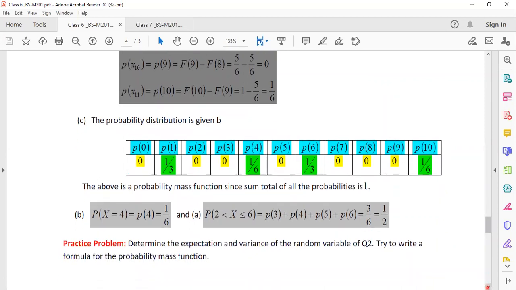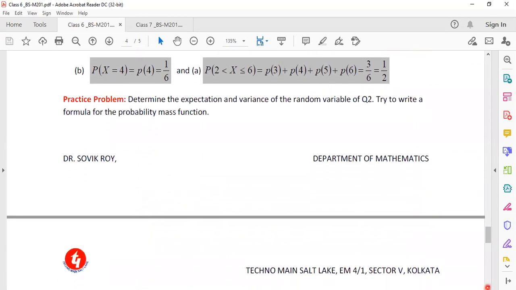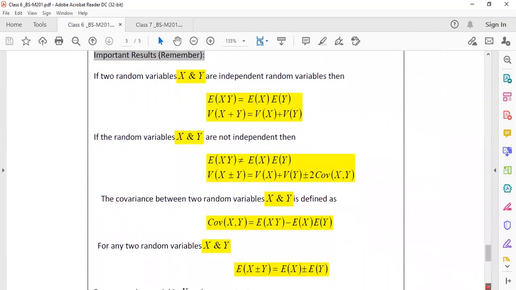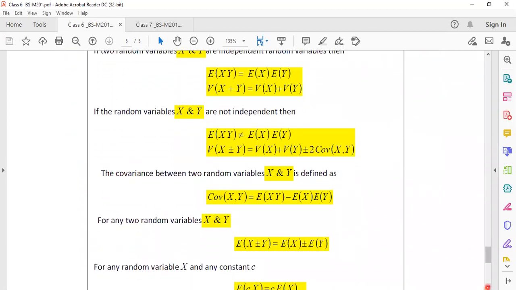I have set one practice problem for you so that you can practice it by yourself. These parts will be explained later on. Don't worry, when you get the note, you'll just have a look at this. You already know these results. So I'm stopping my recording and let's meet in the next session.